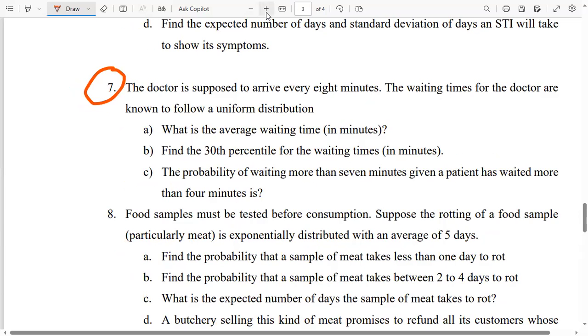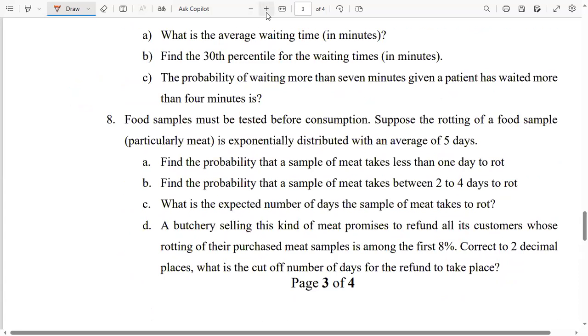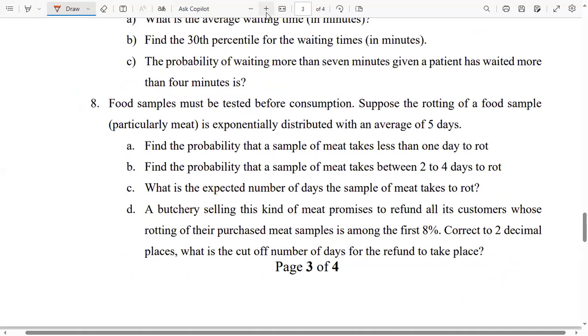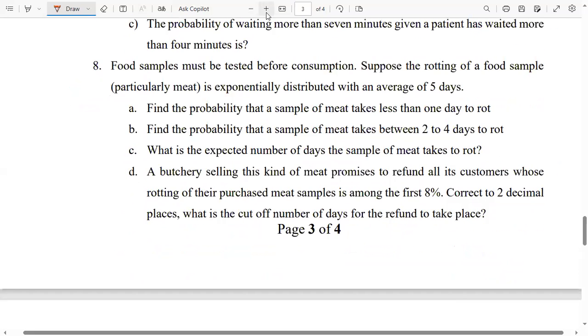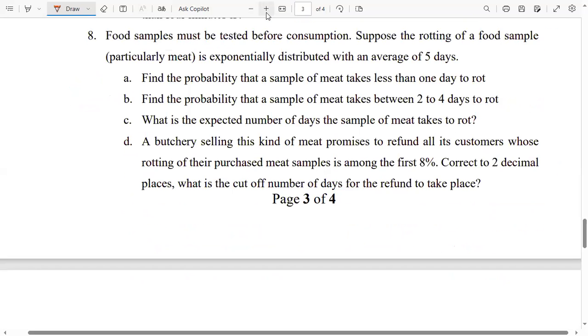Okay, so let's look at something different, which is the exponential distribution. Okay, so the exponential distribution is different from the normal distribution. It also has its own what? Formulas. Okay, so let's look at question number 8. So question number 8 is on the exponential distribution. So we expect different formulas.